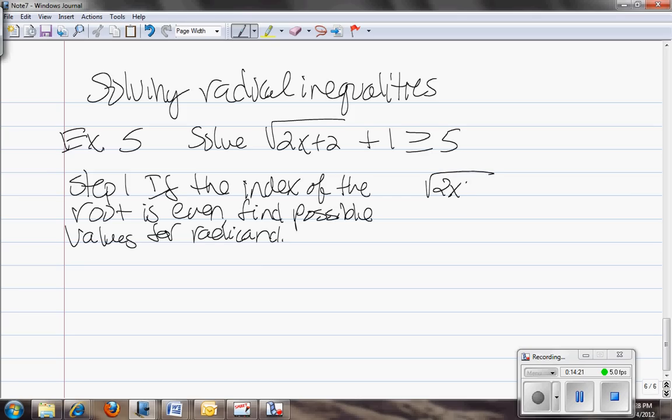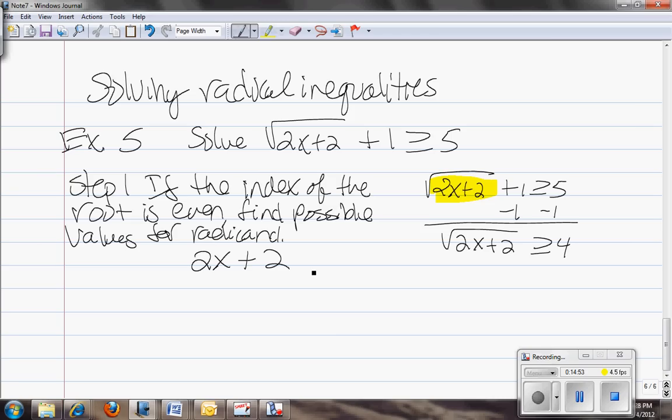So the square root of 2x + 2, plus 1, greater than or equal to 5. I'll try to hurry. We're going to subtract 1 from both sides. So the square root of 2x + 2 is greater than or equal to 4. Now, before we get started, step 1: if the index is even, so this is a square root, before I even look at any values, I need to make sure that what's on the inside is positive. So the first thing we're going to do is take 2x + 2 and make that greater than or equal to 0. If you solve that, you'll see that x is greater than or equal to 1.